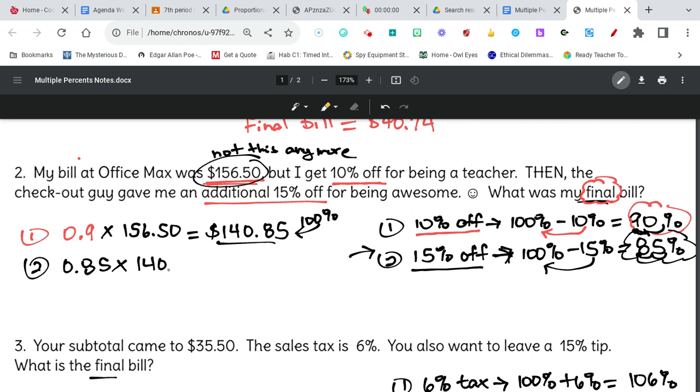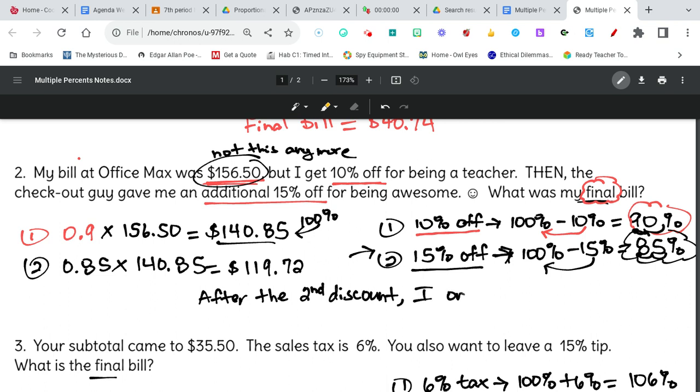of the $140.85. 0.85 times 140.85, which means now I only owe $119.72. This is after the second discount. So after the second discount, I only owe $119.72.